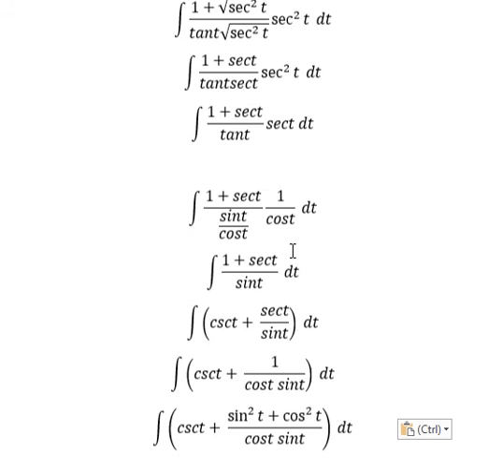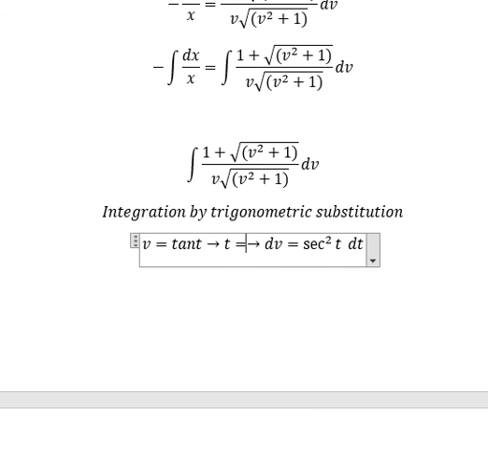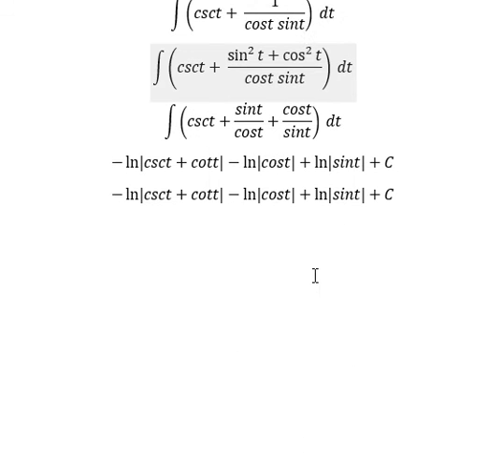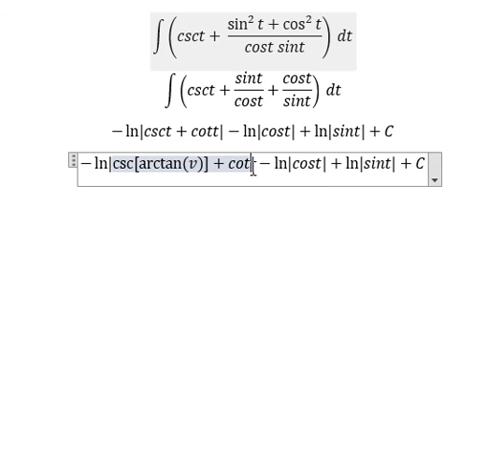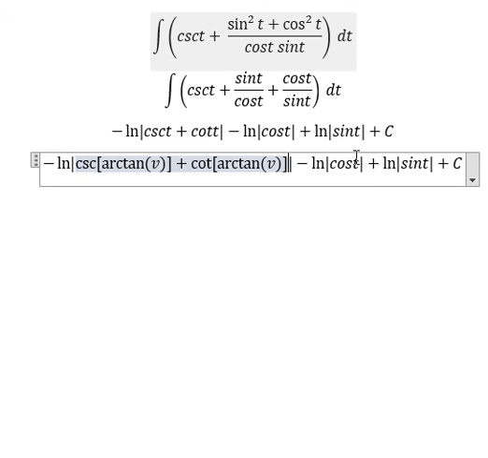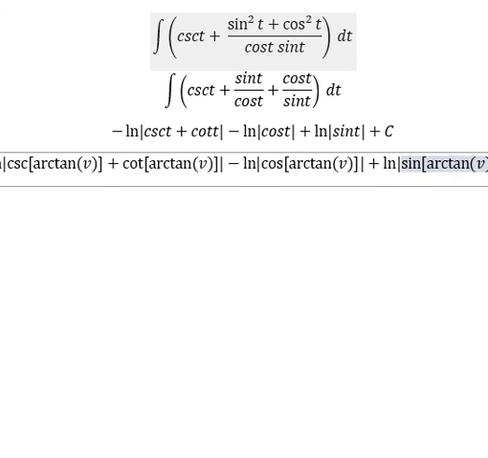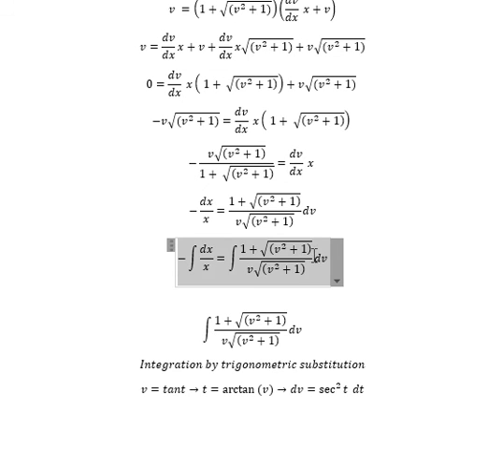About t, that is this one. So we put t equals to arctan of v. So we put this one to replace for t. Next, we return back to this one.